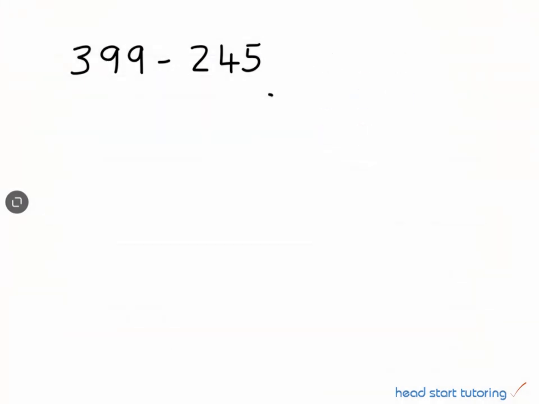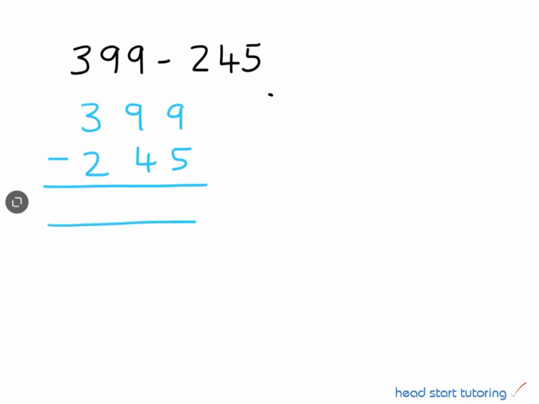Right, so when we are minusing, exactly the same rules apply. We now just need to remember that we are minusing, and we still work from right to left. So 9 minus 5 is 4, 9 minus 4 is 5, and 3 minus 2 is 1. So that was a nice simple one, and our answer is 154.